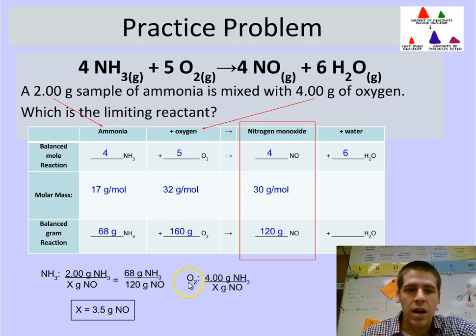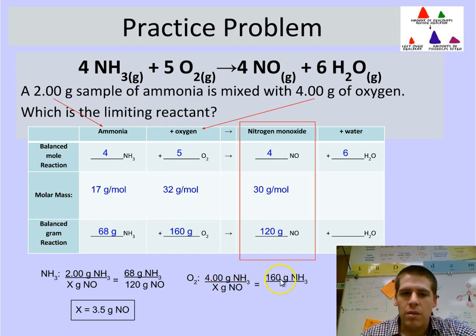All right, now we're not done yet. We got to do the oxygen. We got to do the other one. We have enough ammonia to make 3.5 grams, but we also only have 4 grams of oxygen. Let's see how much that produces. 4 grams of ammonia, I should have changed this. Scratch that out, that should be oxygen. 4 grams of oxygen over X grams of nitrogen monoxide. And now I'm going to pull my proportional relationship between oxygen and nitrogen monoxide from my balanced gram equation. All right, so 160 over the 120 grams of nitrogen monoxide. Cross multiply and divide, and your X is, you're going to produce 3 grams of nitrogen monoxide.